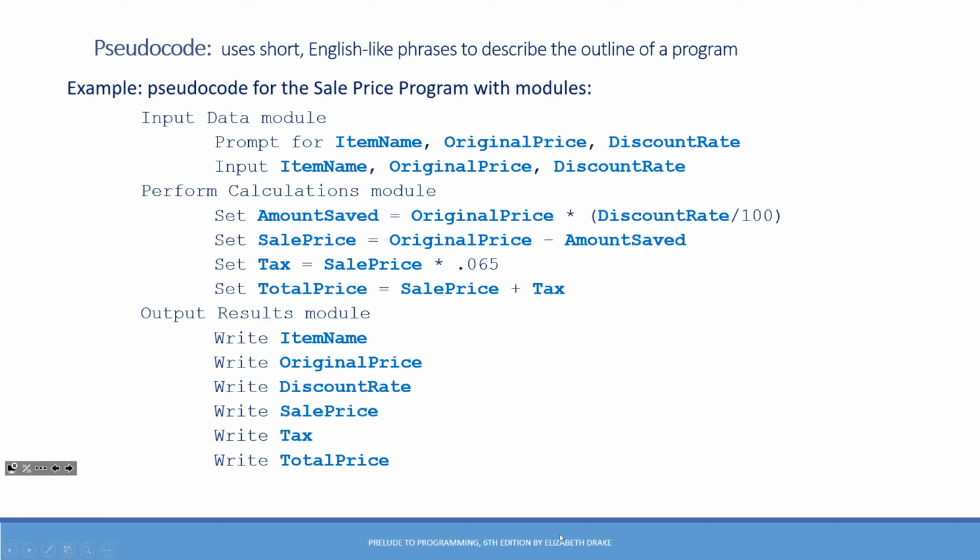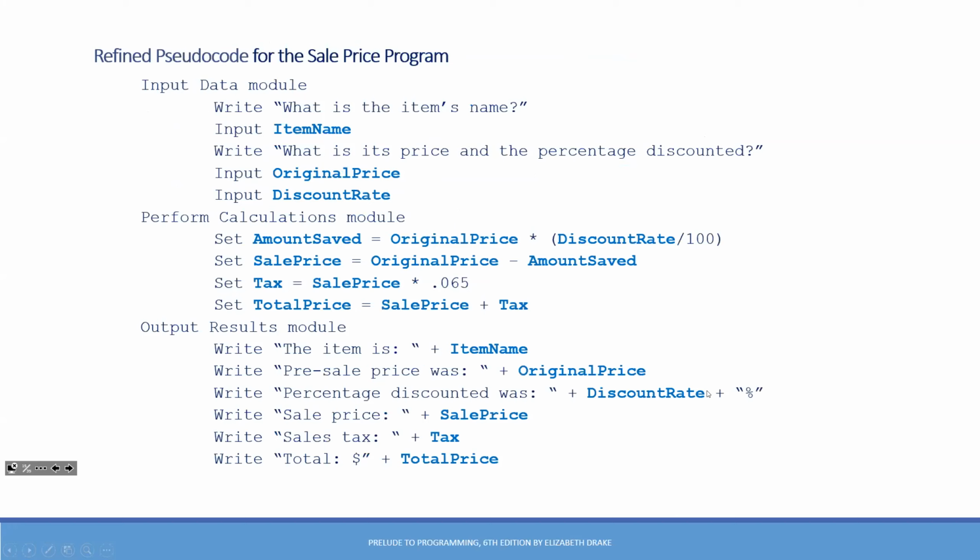Now, notice this pseudocode doesn't say write this specific prompt. It just says, in general, we're going to prompt for these three items. We would have to say, write, please enter the original price for honor. Specific pseudocode. Now, next it has a calculations module that does all the calculations, and finally the output module that writes everything out. Just helps us to organize things a little bit.